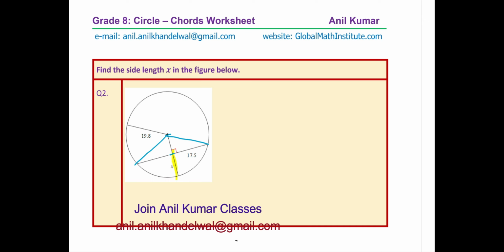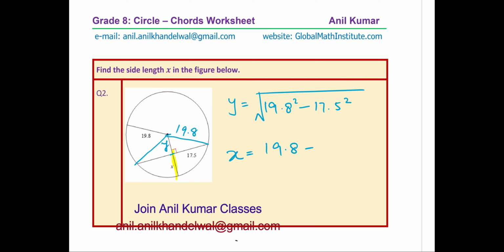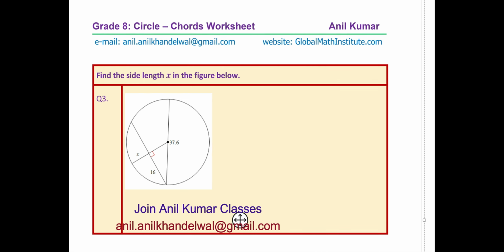Perfect. We know that this side is 17.5 and the radius is 19.8. And therefore, let's call this as y. Y is equal to square root of 19.8 square minus 17.5 square, correct? So that is the value of y. And x will be equal to 19.8 minus y. So I hope you have got the solution. You need to do this calculation to find the answer.